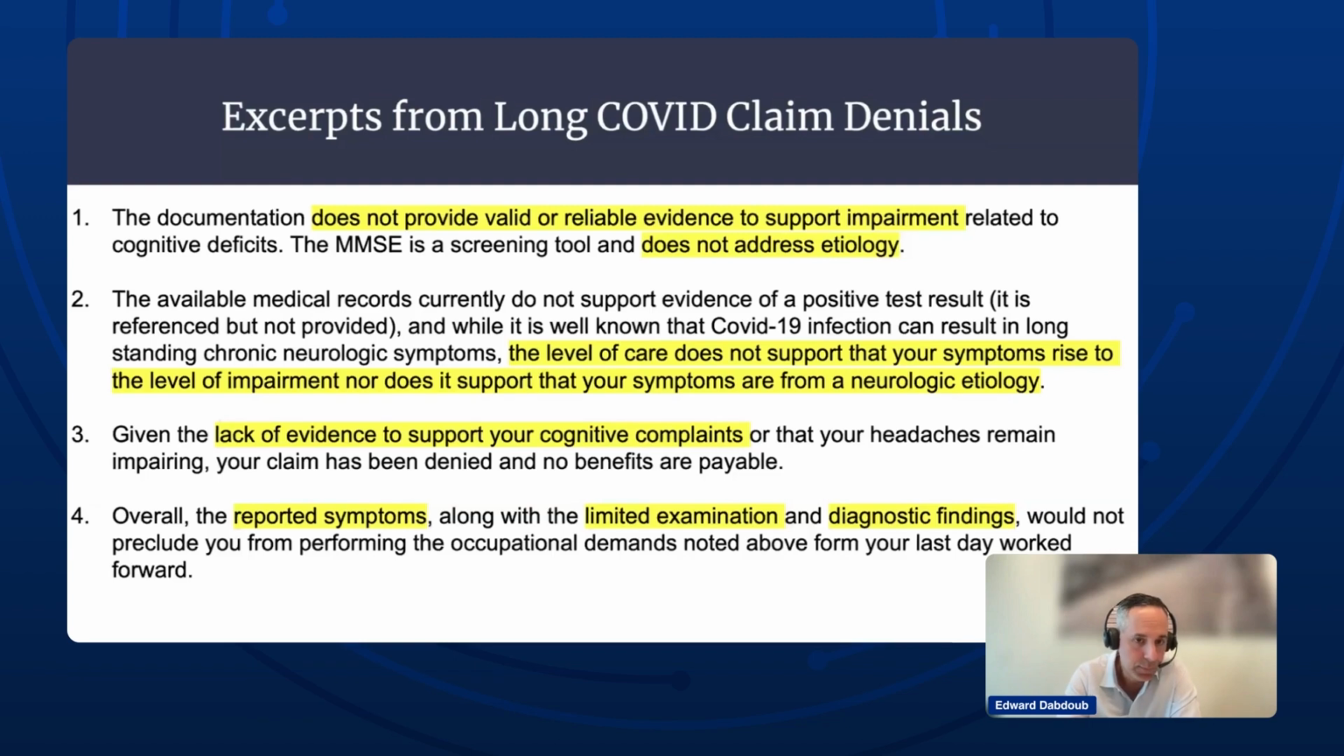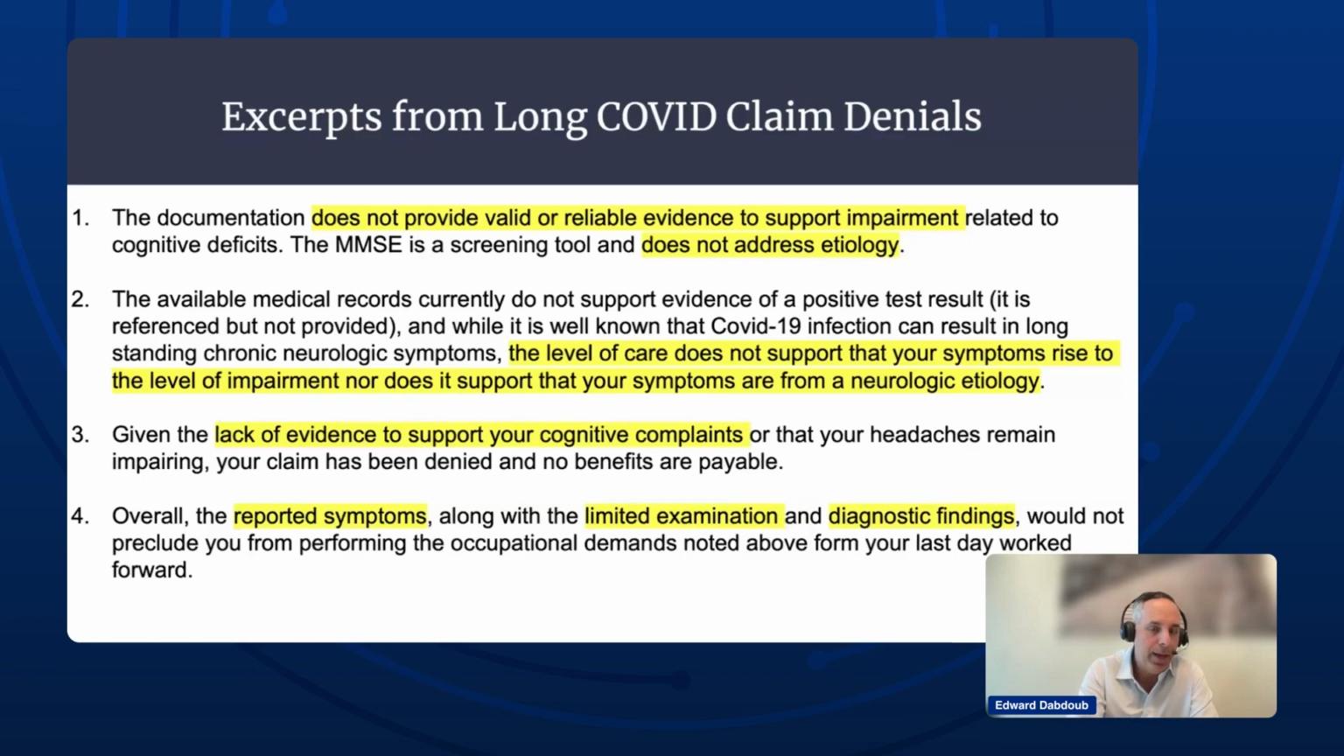So number one, insurance company says the documentation does not provide valid or reliable evidence to support impairment related to cognitive deficits. Well, what is valid? What is reliable evidence to support impairment? Well, that's code by the insurance company to say, you didn't give us any MRIs, you didn't give us x-rays, you didn't give us maybe blood work or some other laboratory testing that could objectively and validly show that there is impairment. They know those things don't exist. And so they know it would be unreasonable to come right out and say, well, you didn't give us MRIs or x-rays. So they package it a little bit differently, but that's essentially what they're saying.